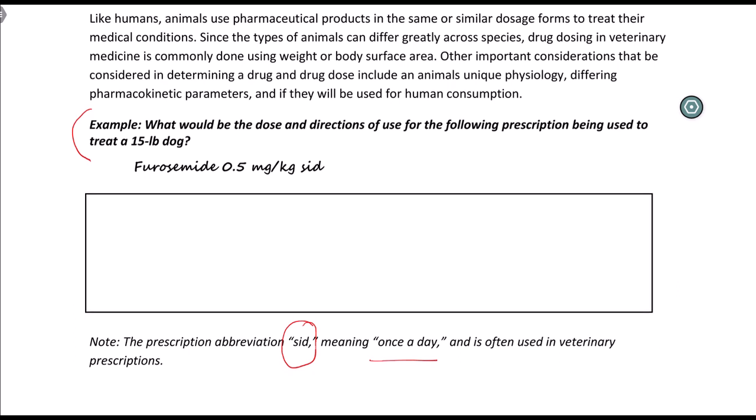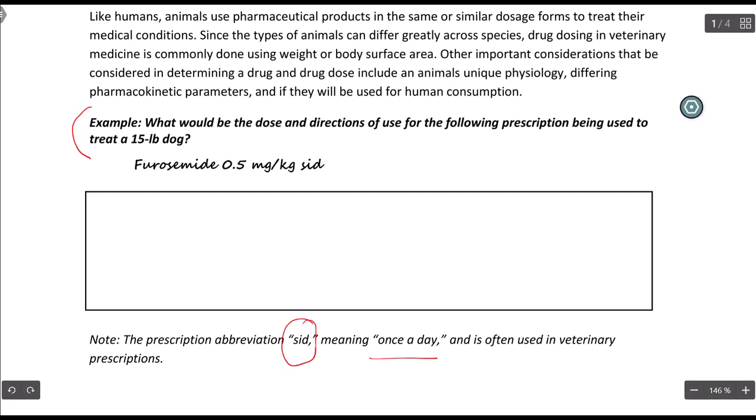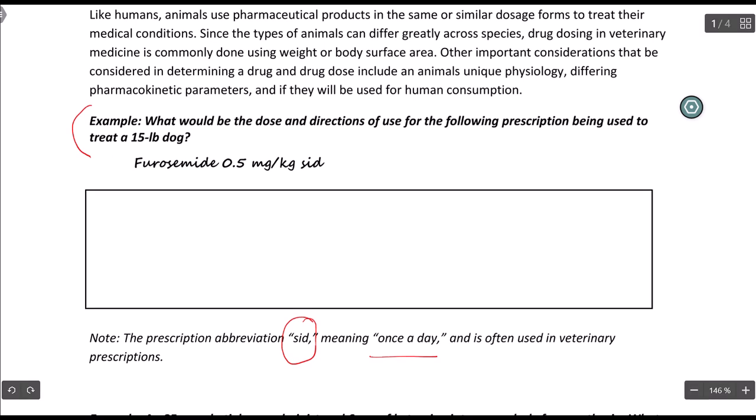So this one says, what will be the dose and directions of use for the following prescription? So if we see the animal is a 15-pound dog, and it says 0.5 milligrams per kilogram. Same thing we always do in patients. With humans, we take the 15 and we divide it by 2.2, and we get our pounds, maybe 6.818 kgs. It's the patient's weight. So this is what their weight is.